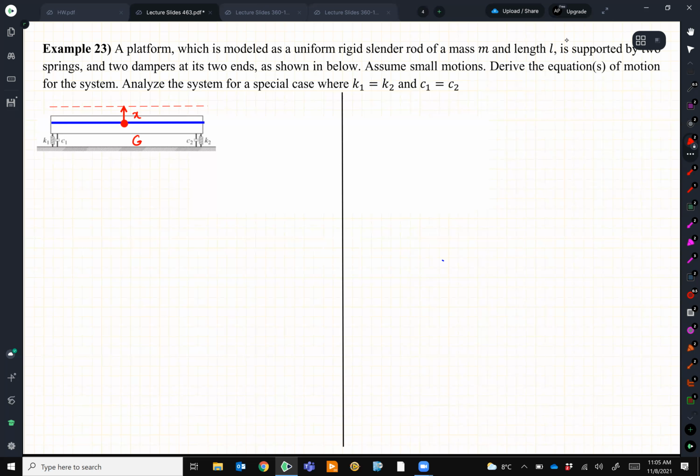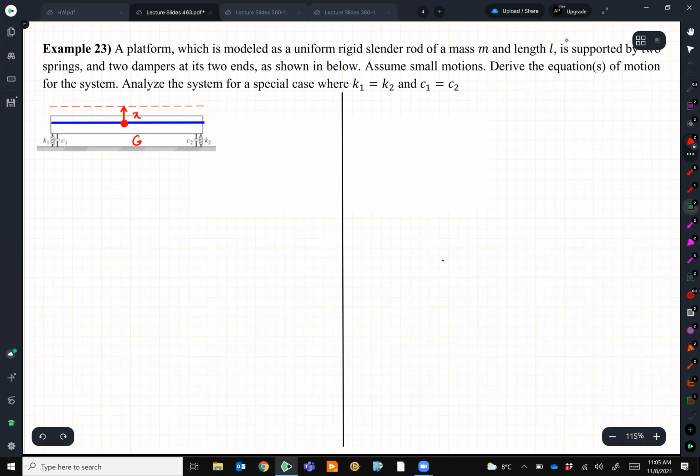Again, I emphasize it's up to you. You can choose X downward. There is no difference, but you have to be consistent and stick to it. Now that we show X going up, it means that's the positive direction. So when I'm writing the equation, any force in that direction is positive, any force in the opposite direction is negative. So you know the drill.